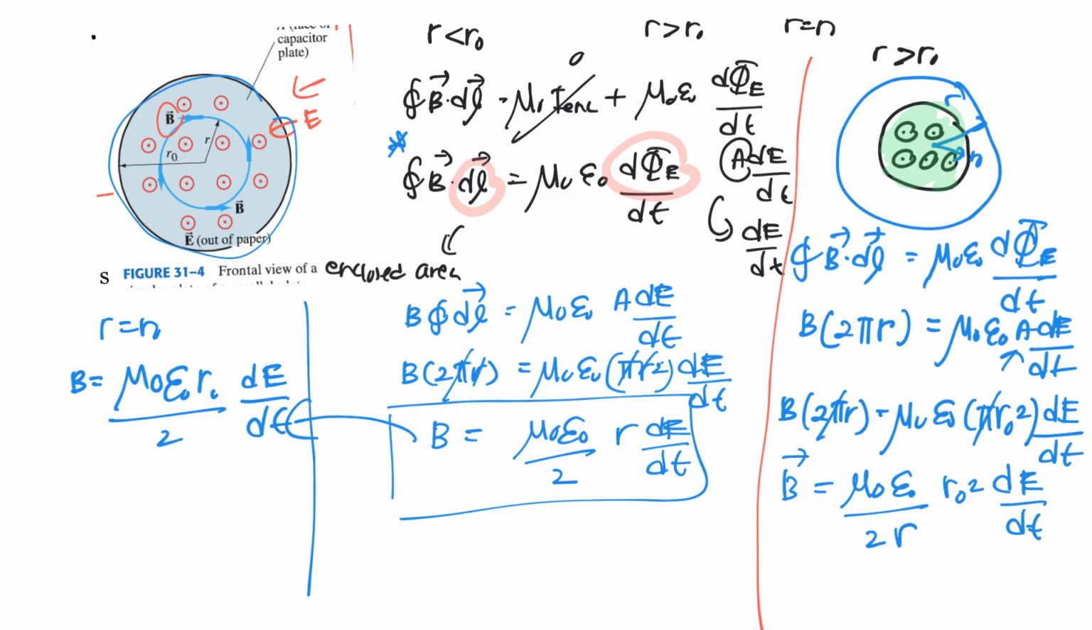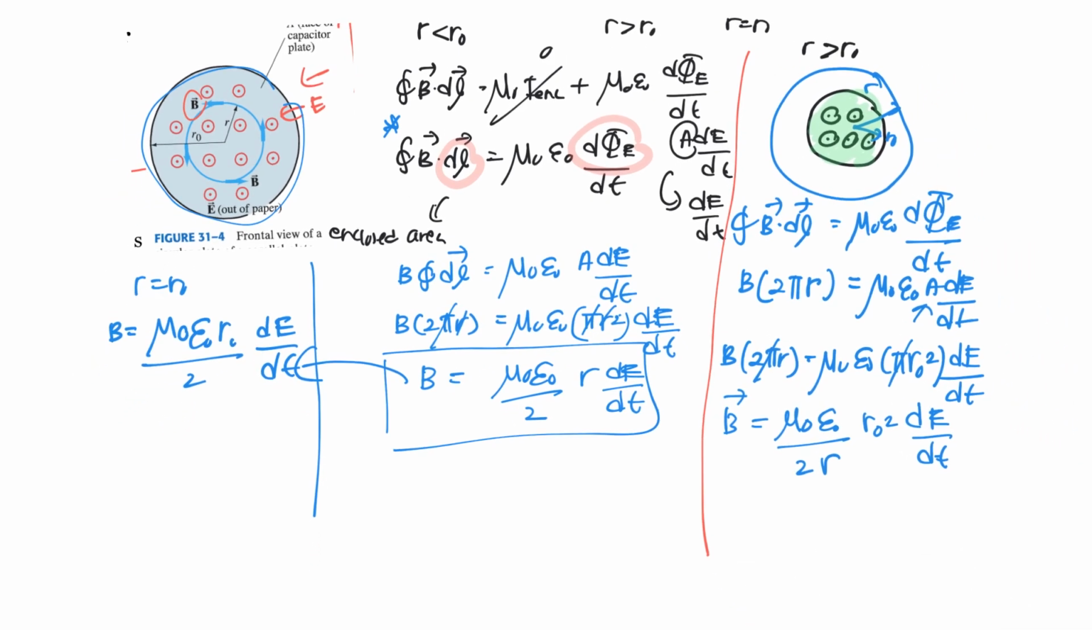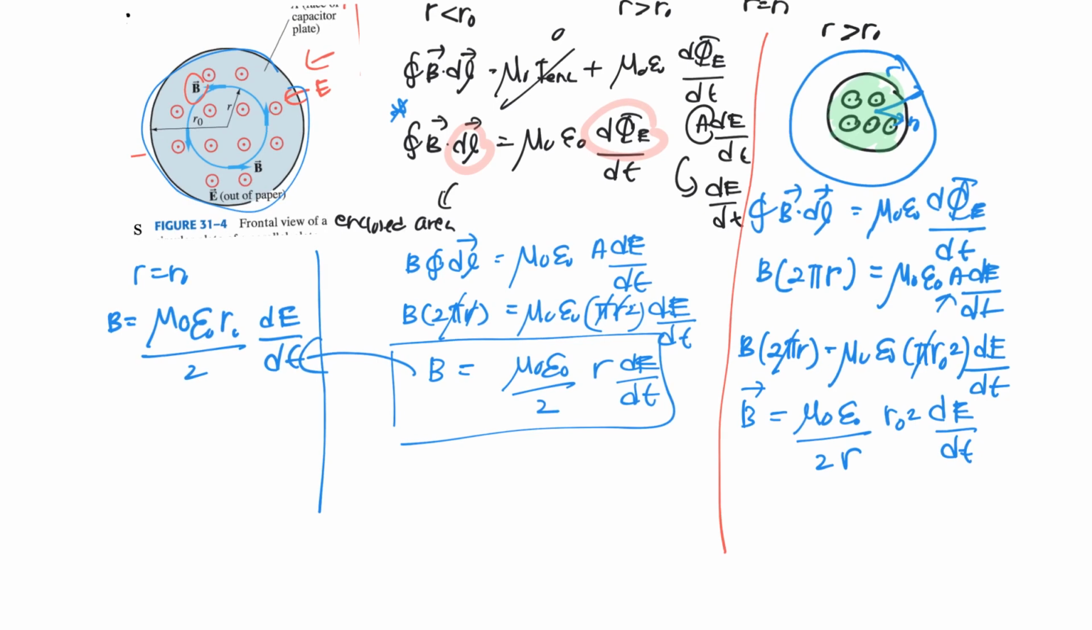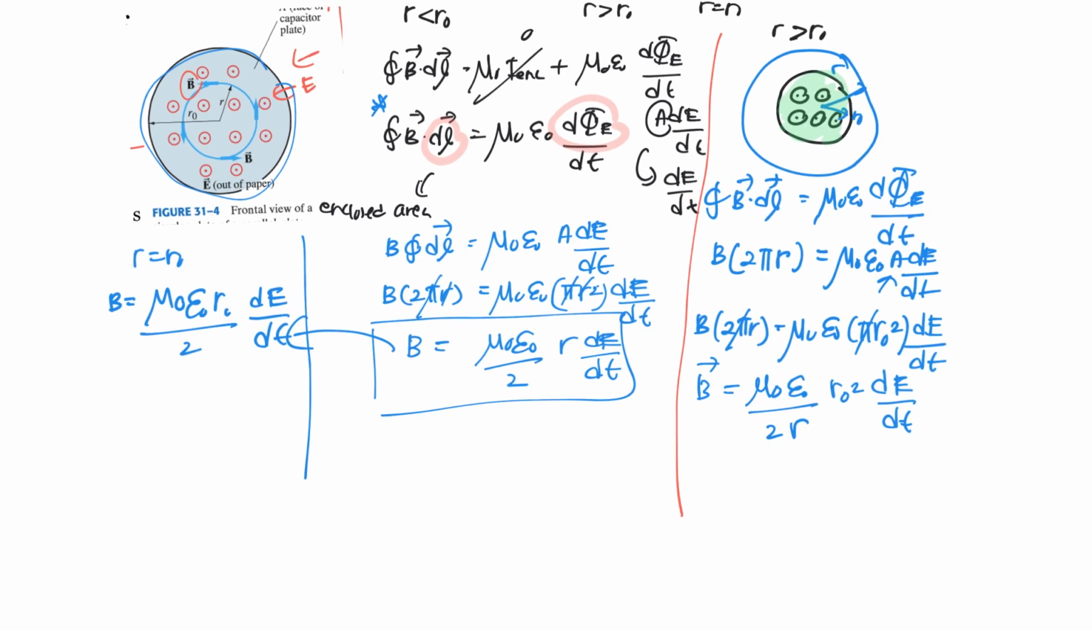But here I'm going to show that for R larger than R naught, you are going to get the same formula as the previous one that you get, which is B equals to mu naught I over 2 pi R. Okay, so here only for R more than R naught, because we need to find the B outside the plate. Supposedly we are going to get the same formula like the previous one.